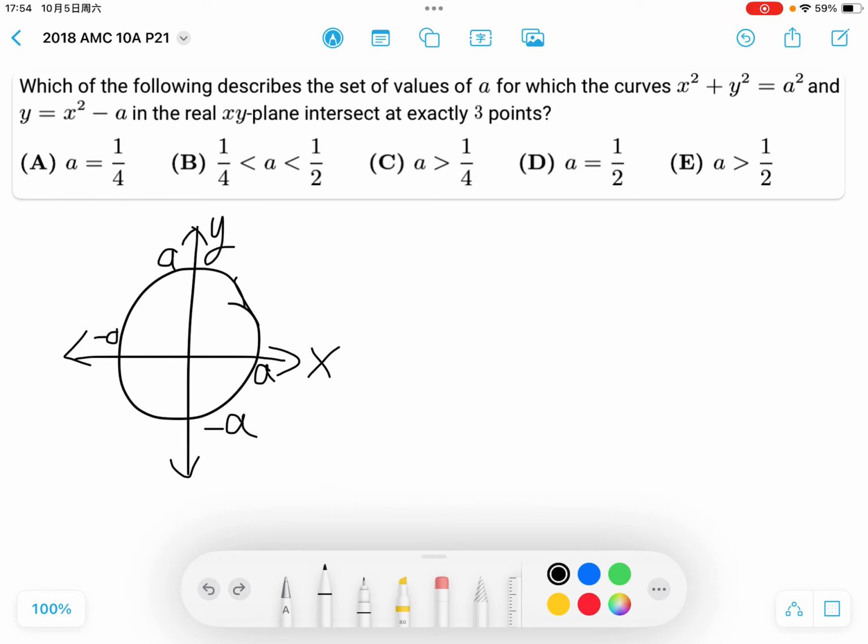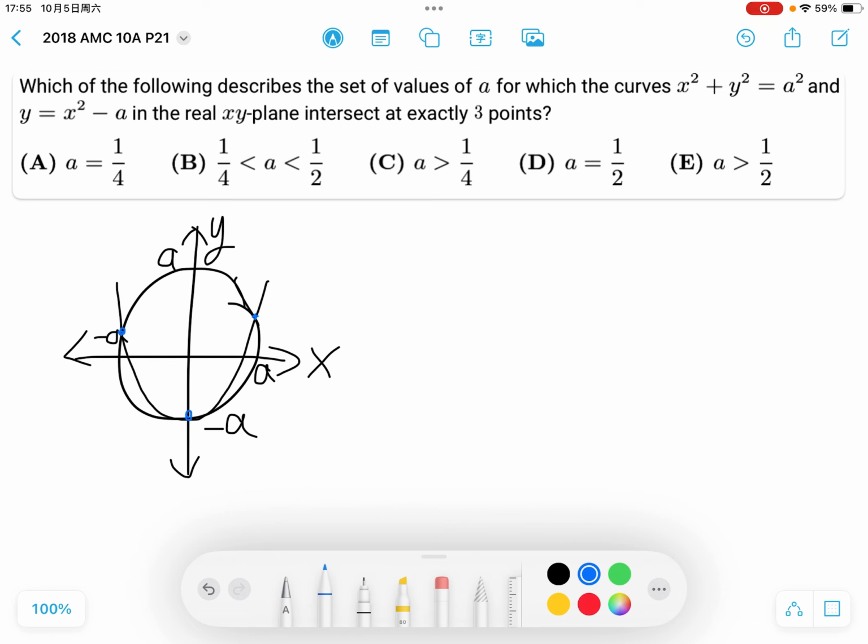And then what's the other graph? The other, y equals x squared minus a thing. We know that y equals x squared is just this upward curve here. So y equals x squared minus a is just this upward curve that has its origin moved down to having the center at negative a. So this is just the graph. Then we want to make sure that it intersects the circle at exactly 3 points like it does here.